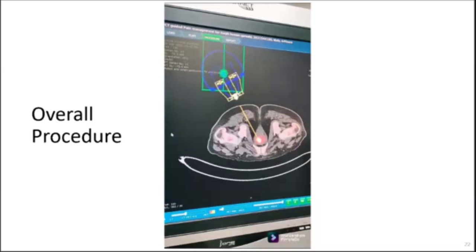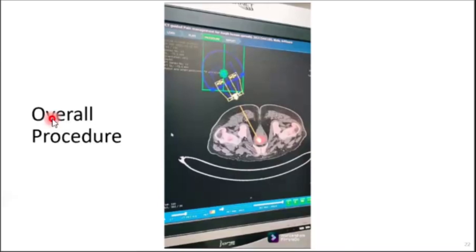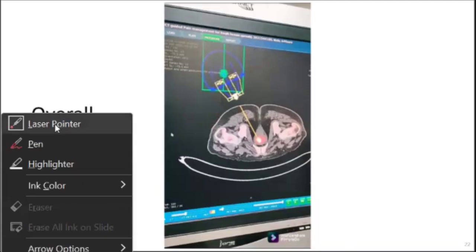The grid seen on the upper side is the robotic arm. This is the robotic arm which is shown on the image. Now I'll be playing the video.